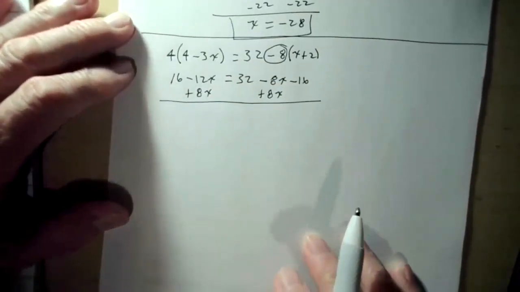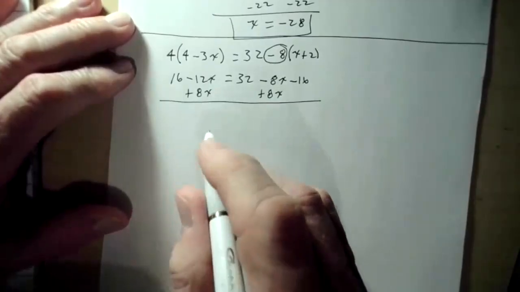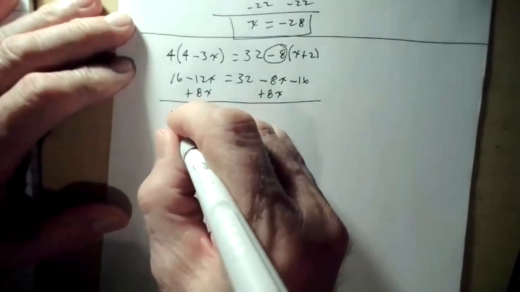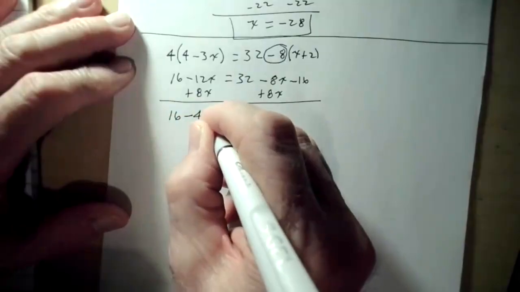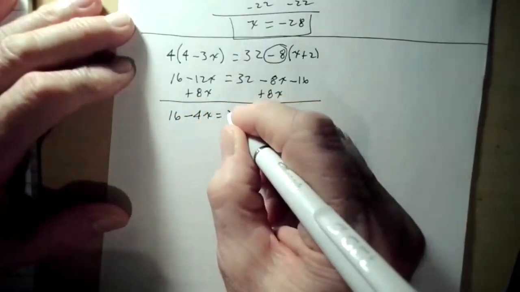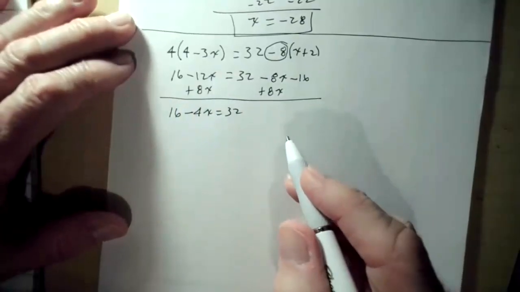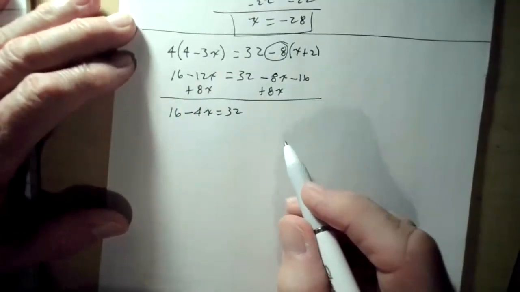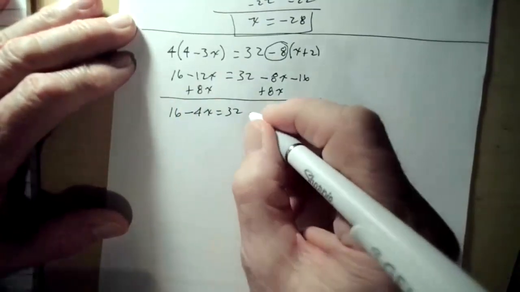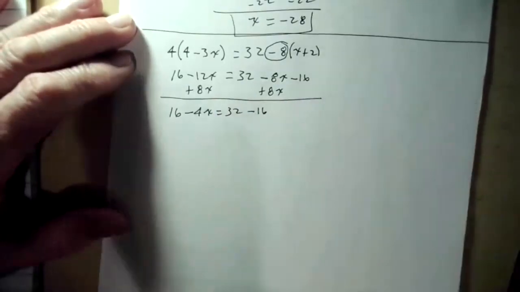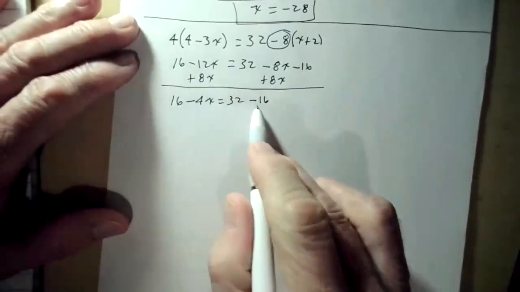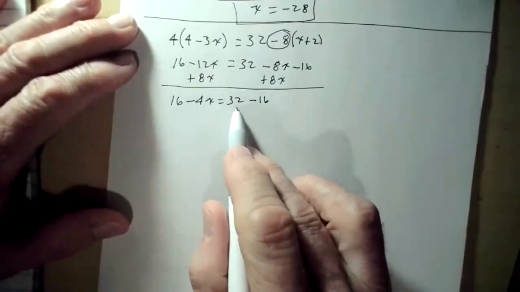Now you could go ahead and move the 16 over there if you wanted to, but let's just do one step at a time for now. 16 minus 4x equals 32. Yeah, we should have moved the 12x over there, huh? Equals 32 minus 16.